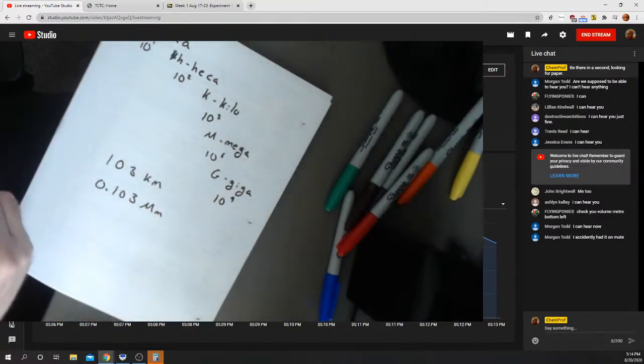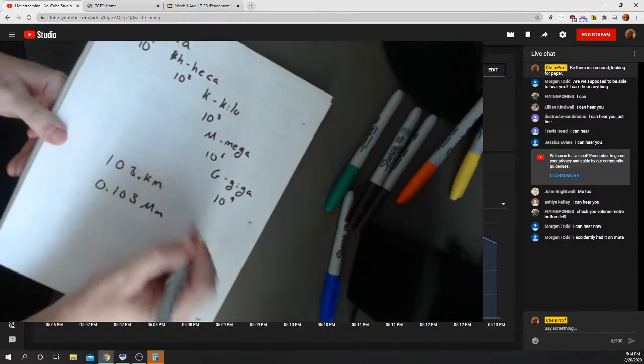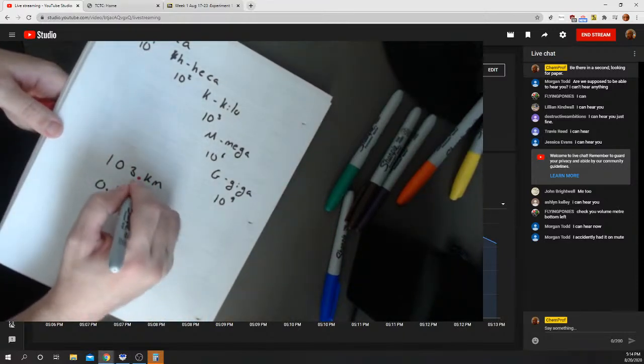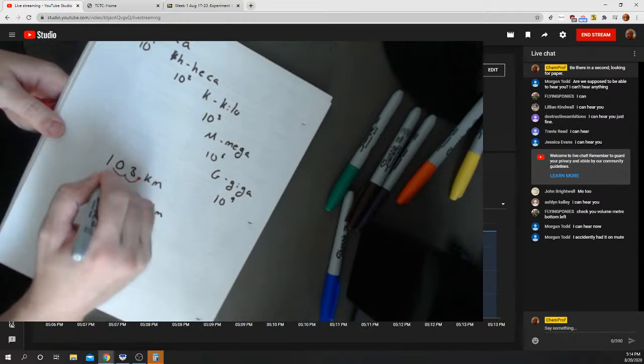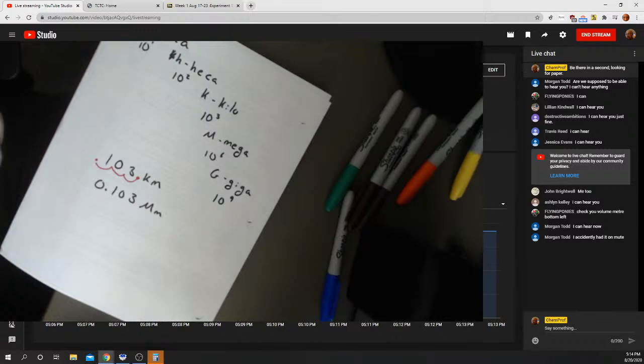It started out, so I can use my multiple colors here. It started out right here. To go from kilo to mega, we move 3 spaces to the left. And that's how we get from 103 to 0.103.